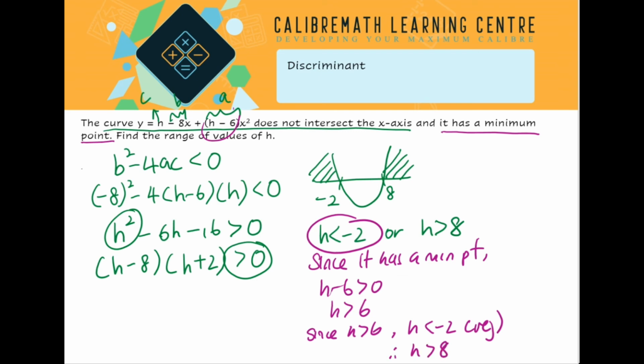So please take note that when you are given information like it has a maximum or minimum point, use that to find the additional condition that was not stated directly in the question. And then this will help you to conclude what the final answer should be.